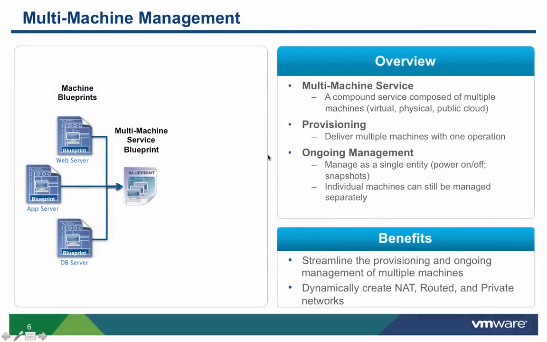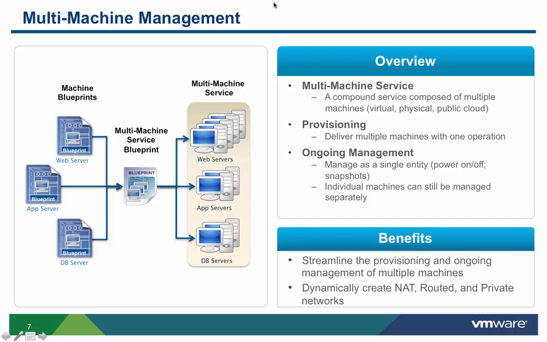A multi-machine service is a compound service composed of multiple machines, yet provisioned and managed as a single entity. The most common example is a multi-tiered application consisting of web, application, and database servers, all interacting to deliver a common service or application. Although this is the most typical example, a multi-machine service can be any combination of virtual, physical, or public cloud machines that need to be provisioned and managed as a single entity.